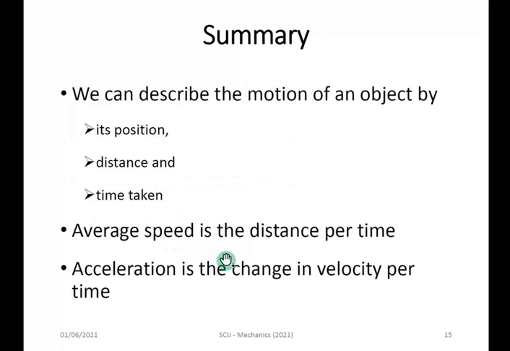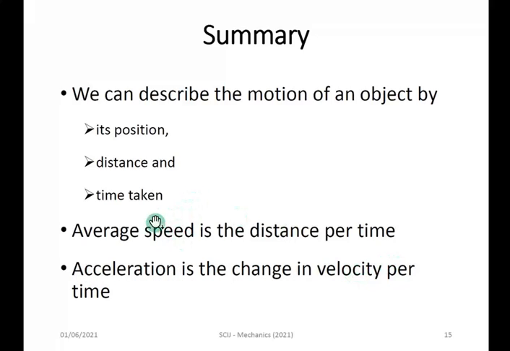So let's summarize what we've learned so far. We can describe motion of an object by its position, the distance, and the time taken. We can put the distance and the time taken together to form a new quantity called the average speed. And you know the definition, which is the distance per unit time. And this average speed itself may also be changing with time. If it changes with time, we say it has accelerated. That is the change in the velocity.